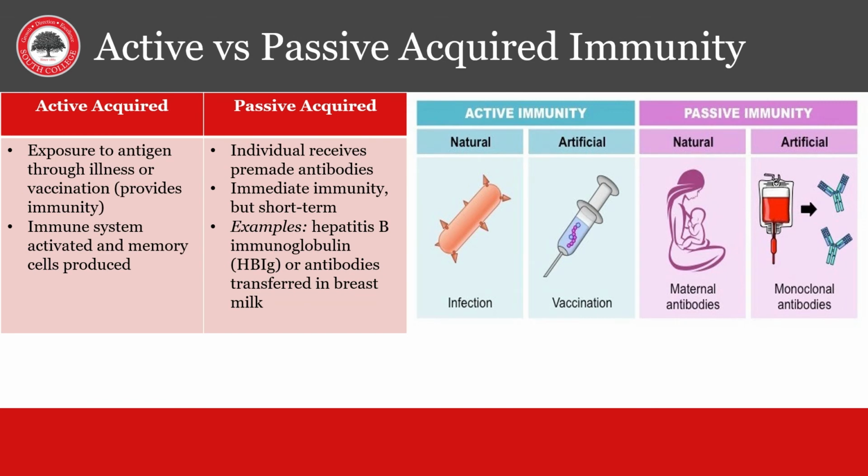Acquired immunity comes in 2 forms, active or passive, and these have 2 forms of natural and artificial. Active requires exposure to an illness or vaccination, while passive is given to you either by natural means, like from your mom, or artificial means, like monoclonal antibody infusions.